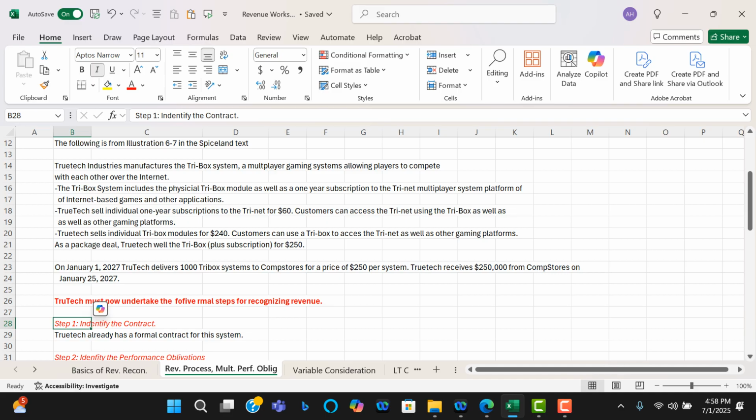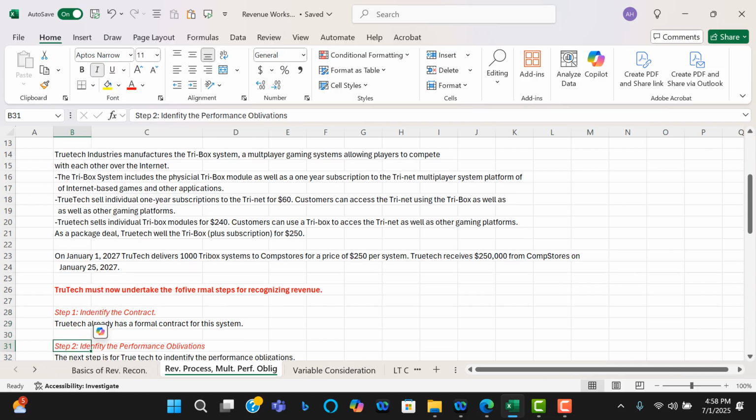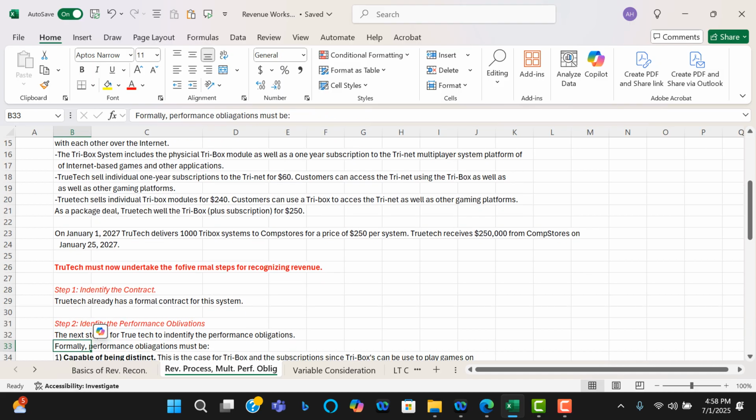Okay, the first one is identify the contract. Well, the example assumes that Crew Tech already has written deals with CompuStores, so the contract is already set, which says that they'll buy a system for $250, but they can split the box. They can sell the box separately or the gaming network separately. Okay, so that's the contract. Okay, identify the performance obligations. Very important here.